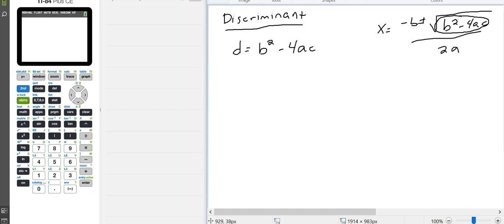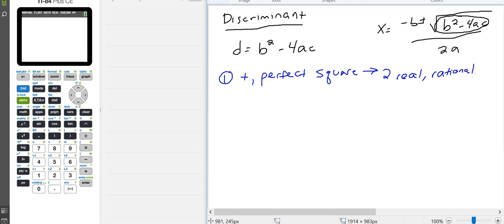What can you use the discriminant for? The discriminant tells you how many roots and what type of roots your quadratic is going to have. If when you solve your equation for the discriminant, you get a positive answer that's a perfect square, then your quadratic equation is going to have two real rational roots.